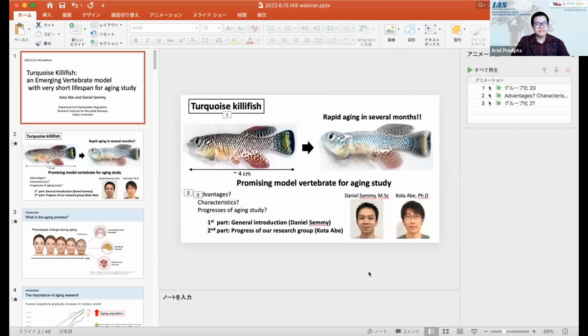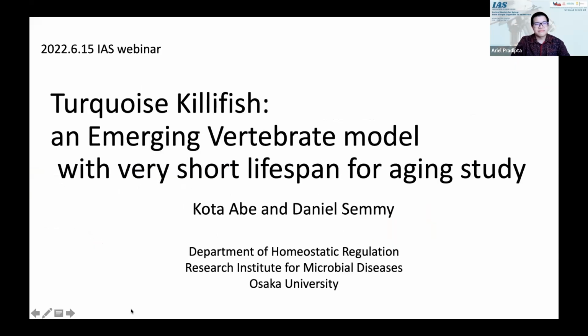Thank you very much. Mr. Daniel and I will present consecutively, and I'll share the slide. Thank you very much for the very kind introduction. Hello everyone, I'm Kotabe from Osaka University, Japan. Thank you very much for giving us a great opportunity to present here. Today we are going to introduce an emerging vertebrate model for aging study that has an extremely short lifespan, the turquoise killifish.